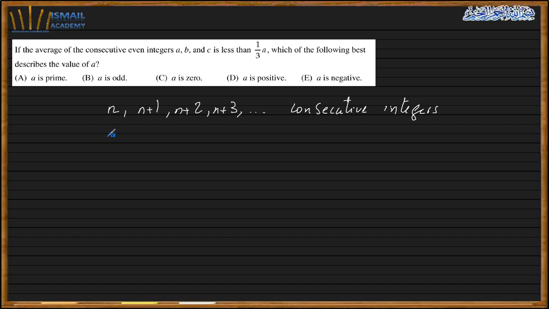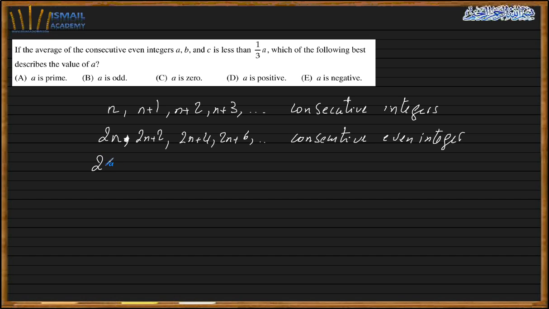Now, if I'm talking about even, we'll have 2n. What's the next after 2n? We keep adding 2. So 2n plus 2, 2n plus 4, 2n plus 6, and so on. Those are consecutive even integers. What about odd? I start with an odd number, so 2n plus 1, 2n plus 3, and I just keep adding 2, so 2n plus 5.